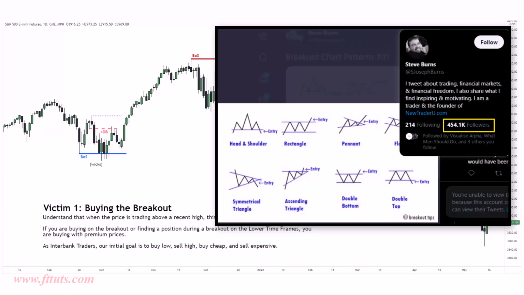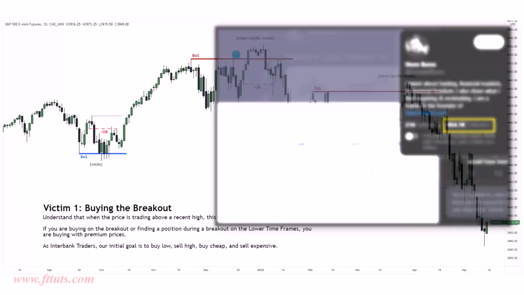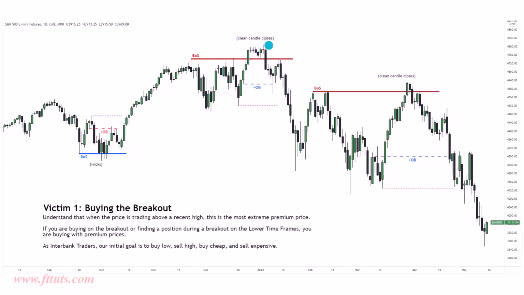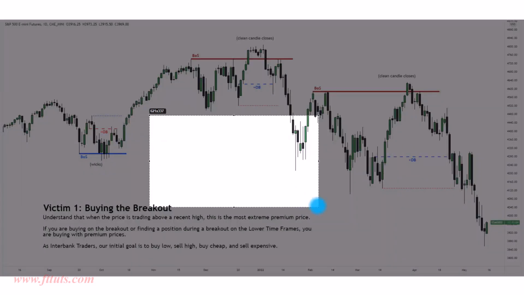So victim one is your typical retail trader that buys, uses retail patterns like bull flags or head and shoulder breaks or whatever. I don't really know anything about patterns, but what they do is they just buy the breakout. And when you're buying the breakout, you're buying the most expensive prices. Okay, so let me explain this.